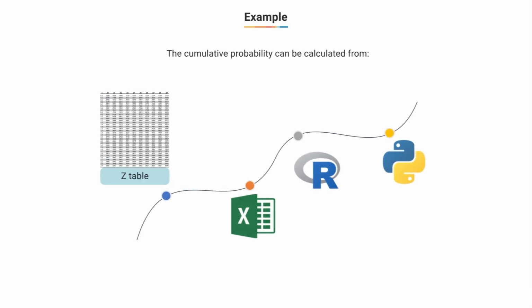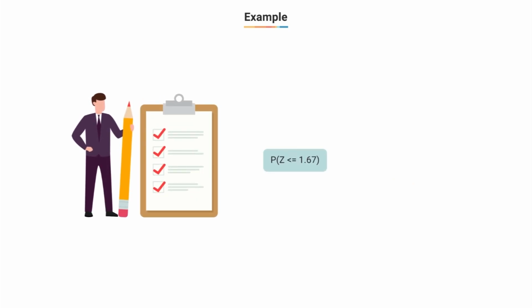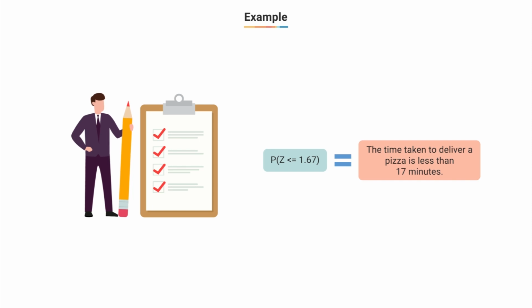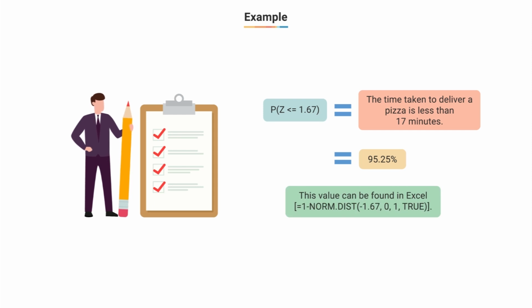Thus, we now have the probability of z less than 1.67, or the pizza delivery commute time which is less than 17 minutes, which is approximately 95.25%. In Excel, this can be found using the function 1 minus NORM.DIST(minus 1.67, 0, 1, TRUE), or we can also use the z table for this.